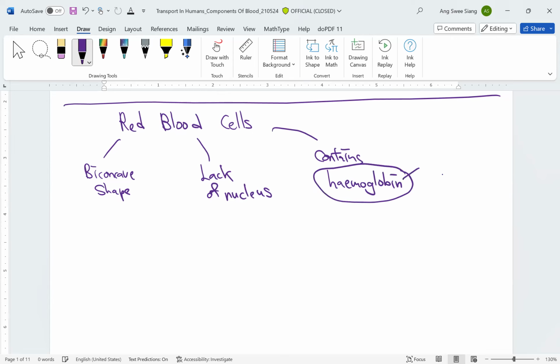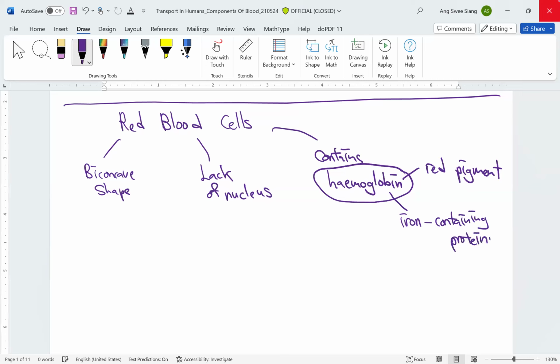What else do you know about the red pigment? Is it a protein? Is it a fat? Or is it a starch molecule? Is it a carbohydrate, protein, or fats? Hello? Can someone answer my question? Is hemoglobin considered a fat molecule, a protein molecule, or a carbohydrate molecule? Protein. So hemoglobin, you should also know, is an iron containing protein.